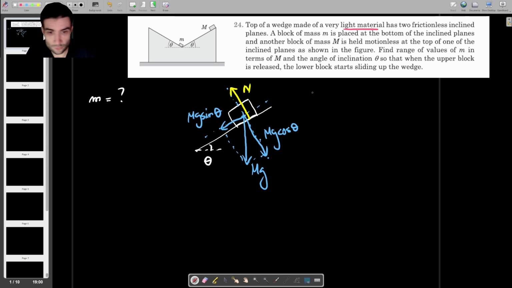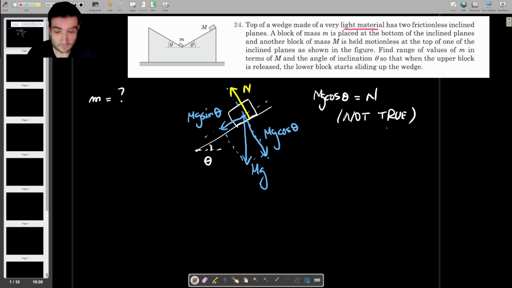Now you might be tempted to say that Mg cos theta is equal to N, but in this case this is not true, so we're going to cross it out. The reason this is not true is because the plane itself is not stationary. It's most likely going to accelerate. So if there is any acceleration in this way or in this way, then those two are not equal to each other. But we can still write the equations of motion as usual, so let's do that.